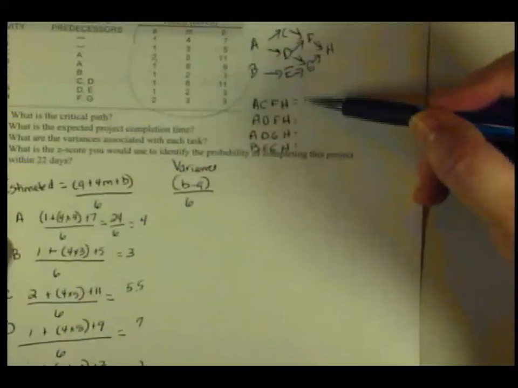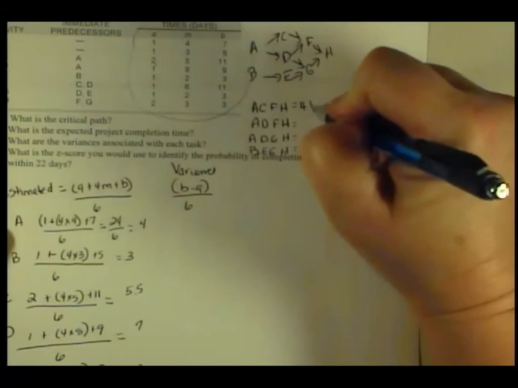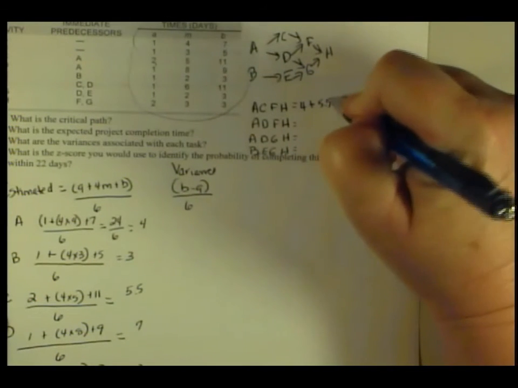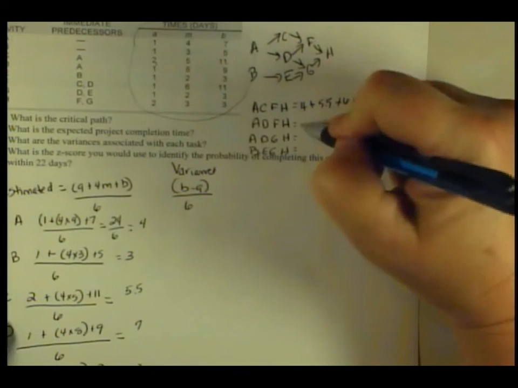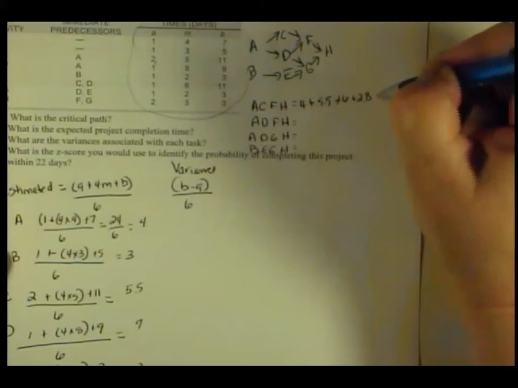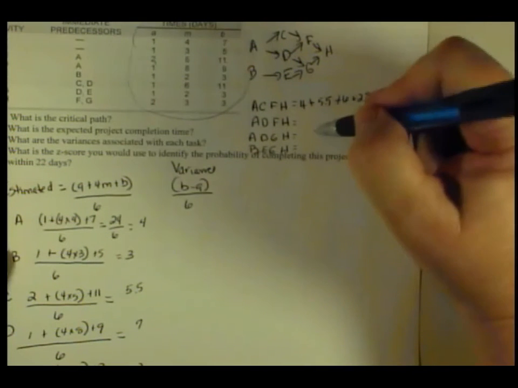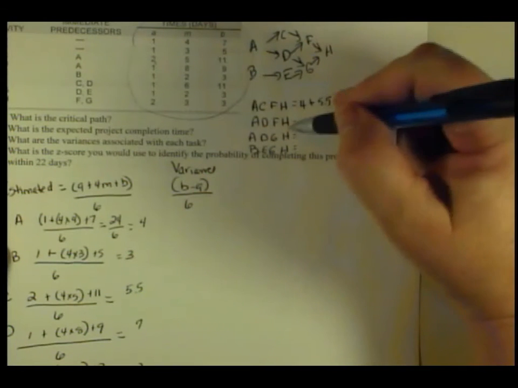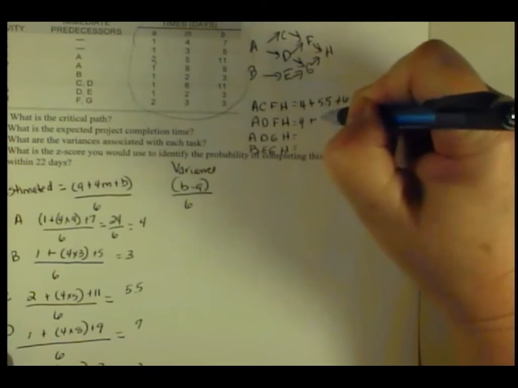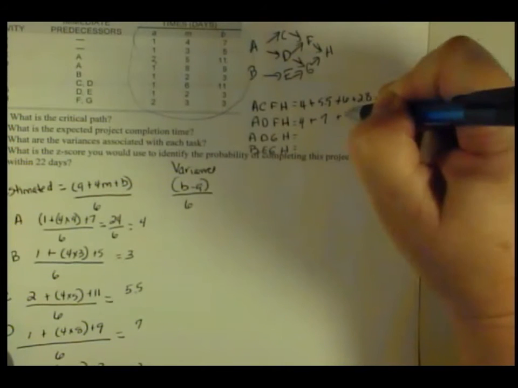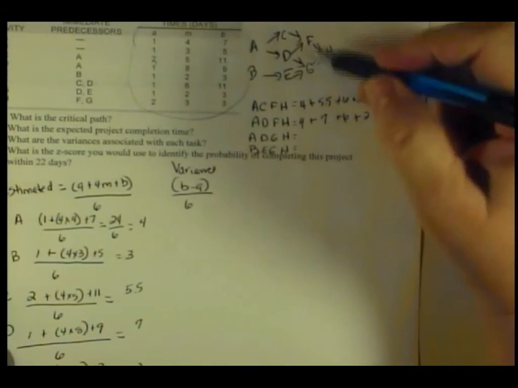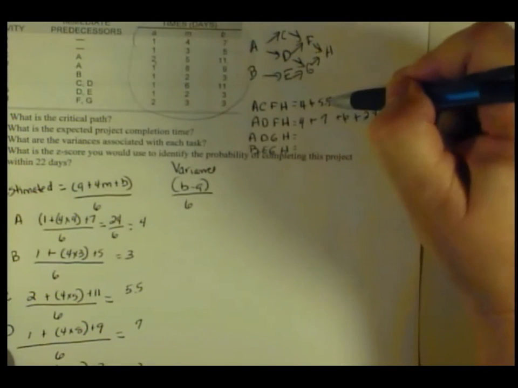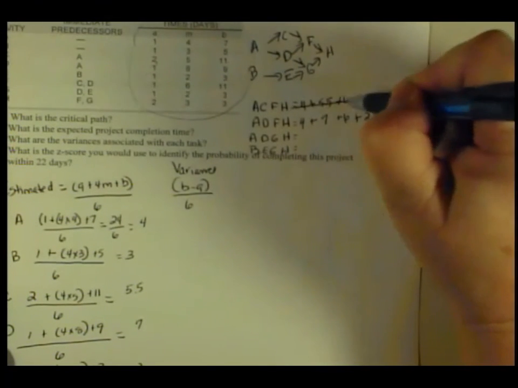So to figure out my critical path, I have A, C, F, and H. A is 4, C is 5.5, F is 6, and H is 2.8. A lot of times I don't actually have to add all that up if I can do a comparison. If I do A, D, F, and H, I've got 4 plus 7 plus F is 6 plus H, which is 2.8. I can clearly see the only thing that's different here is C and D, and 5.5 is less than 7, so I know that the first one is not my critical path.